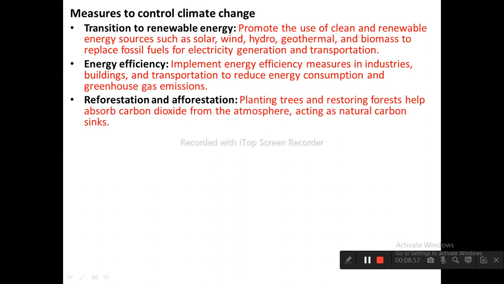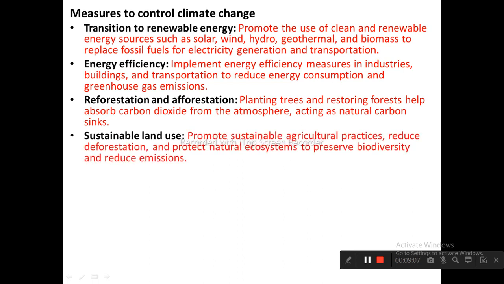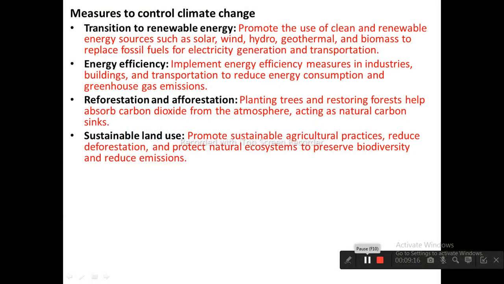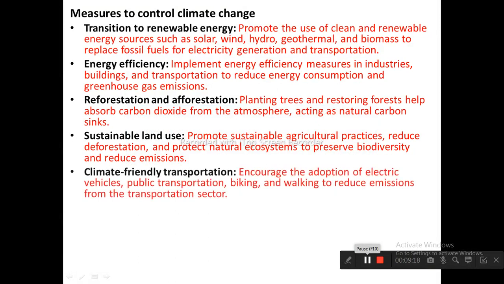Next one is reforestation and afforestation. Planting trees and restoring forests helps absorb carbon dioxide from the atmosphere, acting as the natural carbon sinks. Sustainable land use. Promote sustainable agricultural practices, reduce deforestation, and protect natural ecosystems to preserve biodiversity and reduce emissions. Climate-friendly transportation. Encourage the adoption of electric vehicles, public transportation, biking, and walking to reduce emissions from the transportation sector.